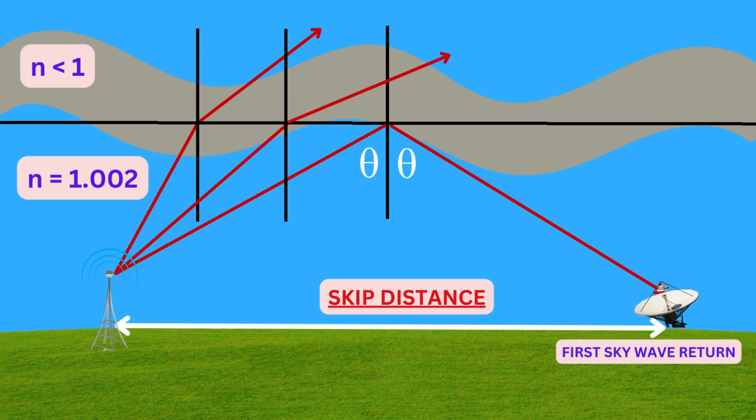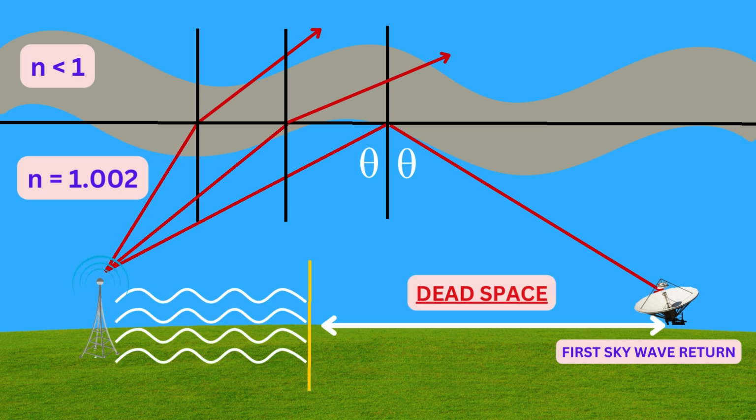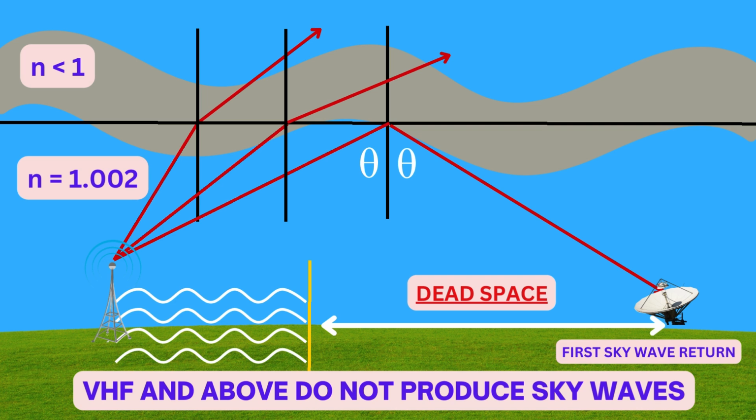The distance from the transmitter to the point where the first sky wave return appears at surface is known as the skip distance. Sky waves occur in the LF, MF and HF frequency bands. In these bands, radio waves also travel along the surface of the Earth called surface waves. From the point where the surface wave is totally attenuated to the point where the first sky wave return appears, there will be no detectable signal, and this area is called dead space. Remember, VHF and above do not produce sky waves.